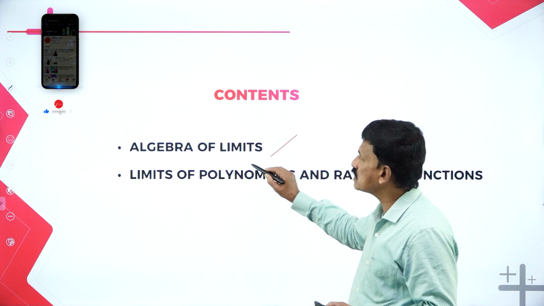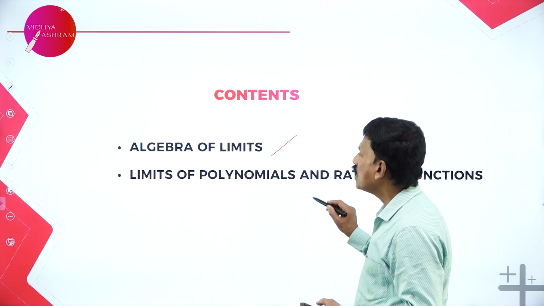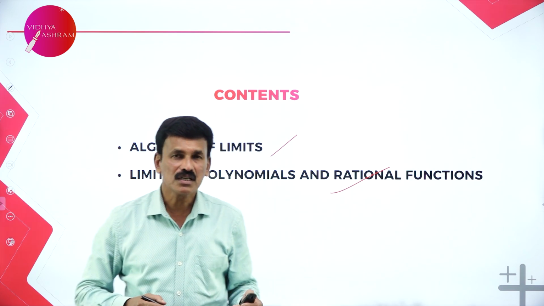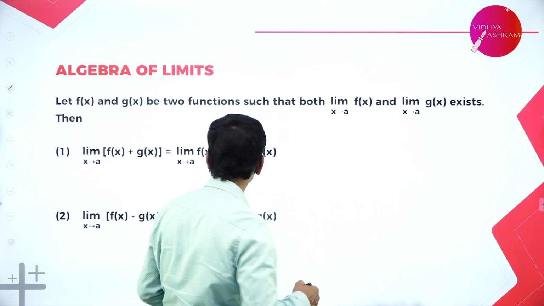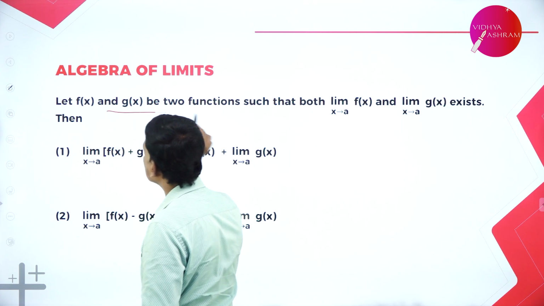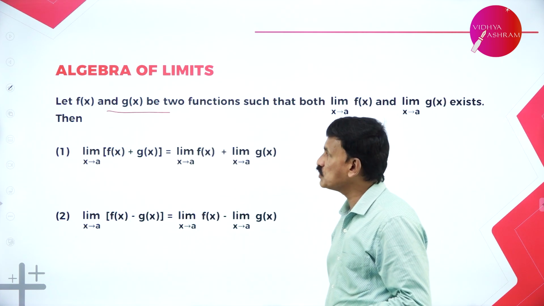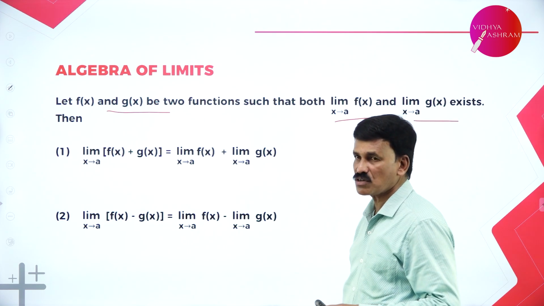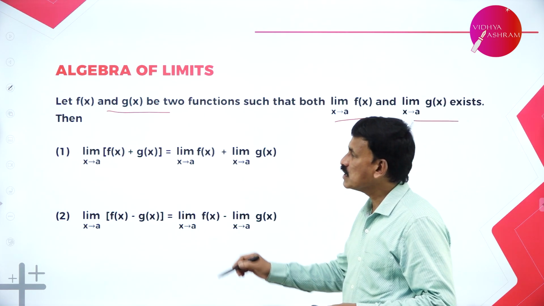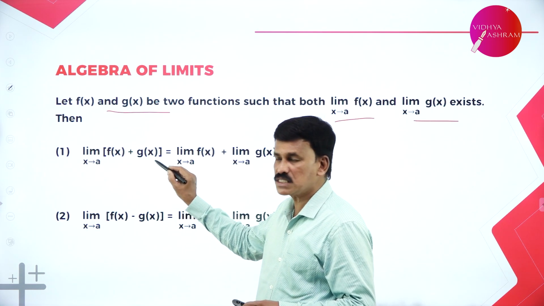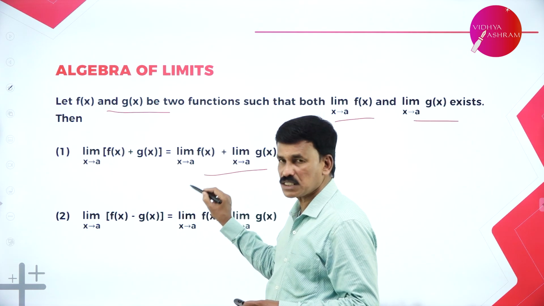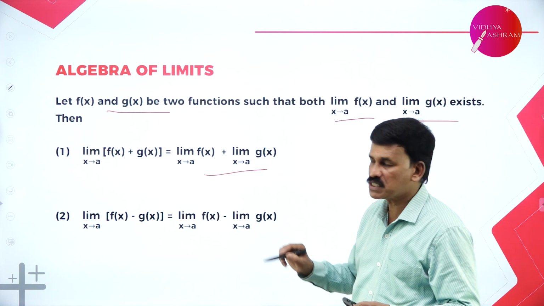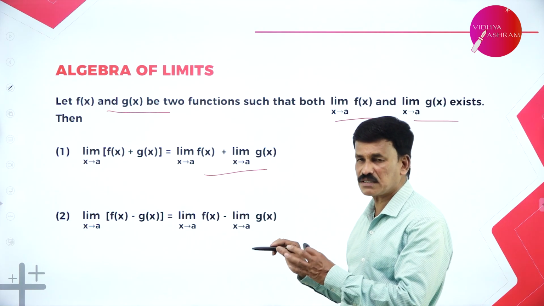Today also I am going to discuss problems on algebra of limits and limits of polynomial and rational functions, right? Now let us move on to the algebra of limits. Let us consider two functions. Let f of x and g of x be two functions such that limit as x tends to a of f of x and limit as x tends to a of g of x exist. Then limit as x tends to a of f of x plus g of x is equal to limit as x tends to a of f of x plus limit as x tends to a of g of x. Just apply the limit term by term.